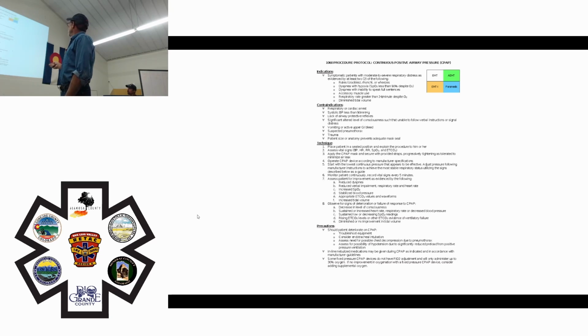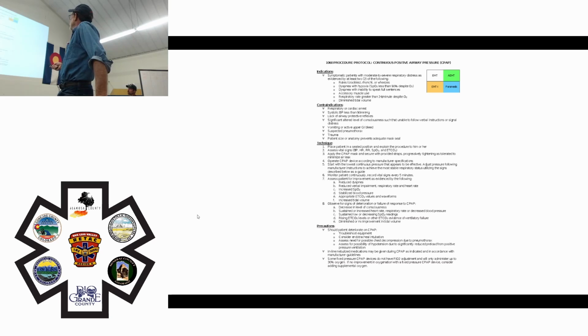Apply the CPAP mask and secure with straps. We're going to show you a little bit how to do that. There's an art to that. Operate according to specs. Tyler's going to show us what we're using here. We want to start with the lowest continuous pressure that appears to be effective. The unit that we're using here has a 5, 7.5, and 10 CPAP. So we'll start at the lowest of those, which is 5 centimeters of water. So you always start low and then work up.